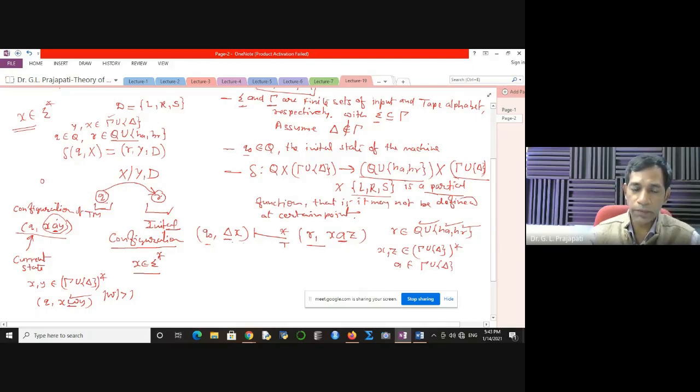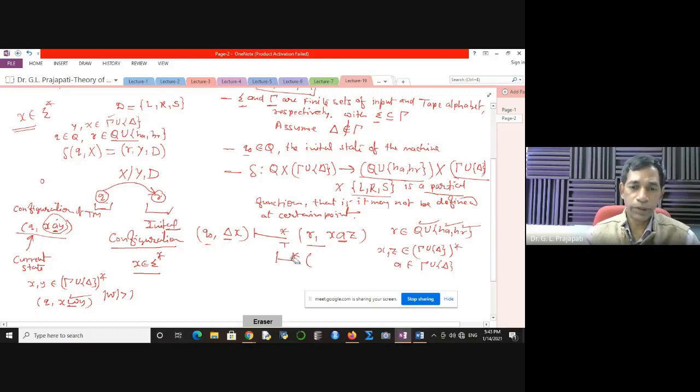So starting from this initial configuration, you may go to some intermediate configuration, and from this configuration, by making sequential moves or one move, you go to some different configuration, say R1, like this.